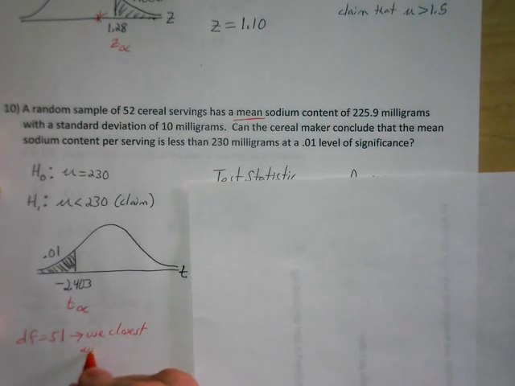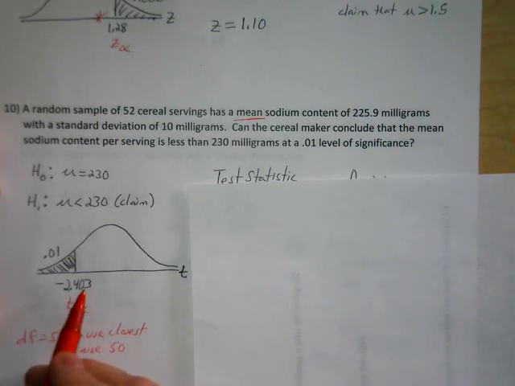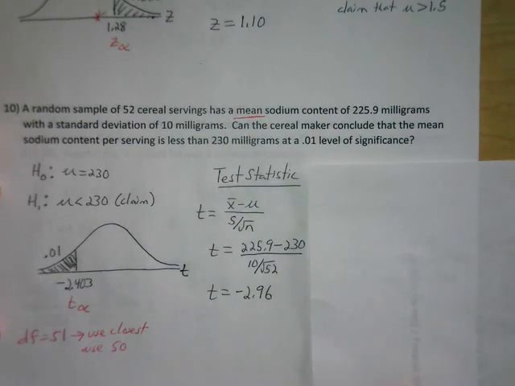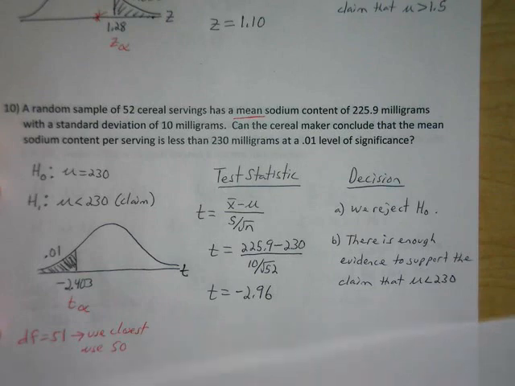Okay, so we'll use 50. Okay, and that'll give us negative 2.403. So then you calculate the test statistic and then make your decision. Okay, so I'll uncover that.